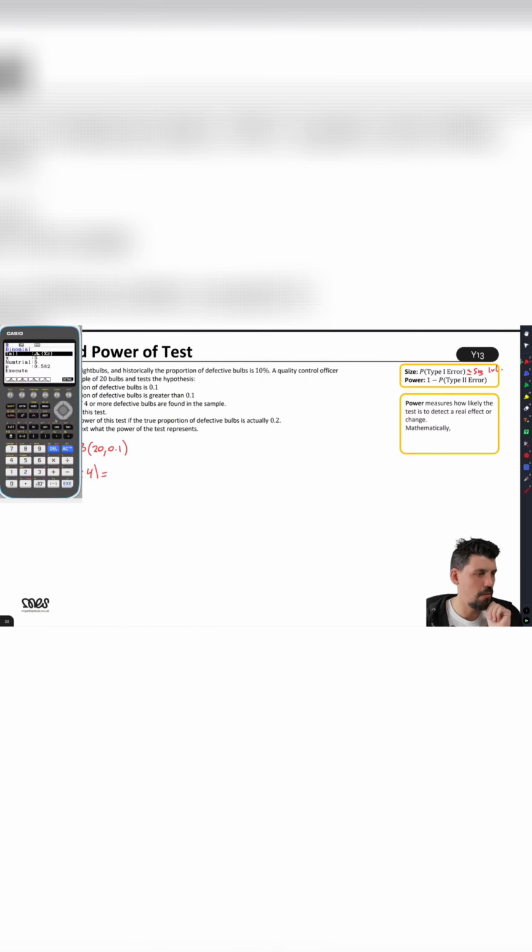So let's go here. We want a right-hand tail. We want bigger than or equal to 4. N is 20 even. P is 0.1. So 13.29. All right, so that is my size. And it is the probability of a type 1 error. Okay, i.e. the probability of rejecting H0.